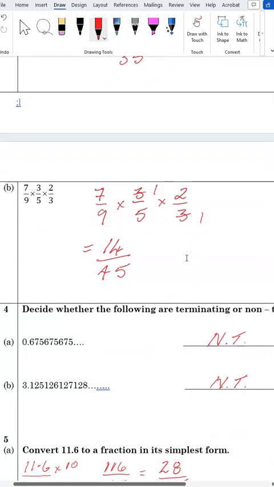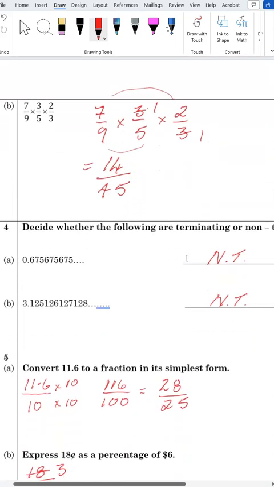Part B, 3B. 7 over 9 times 3 over 5 times 2 over 3. The 3 goes out here and the 3 goes out here. 2 times 7 equals 14 and 5 9s are 45.